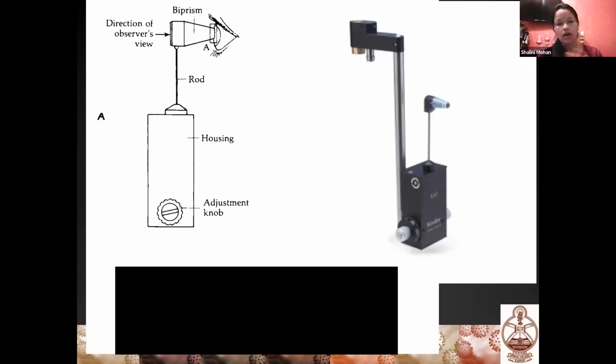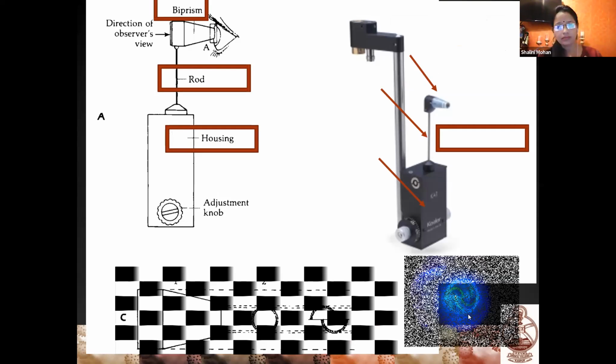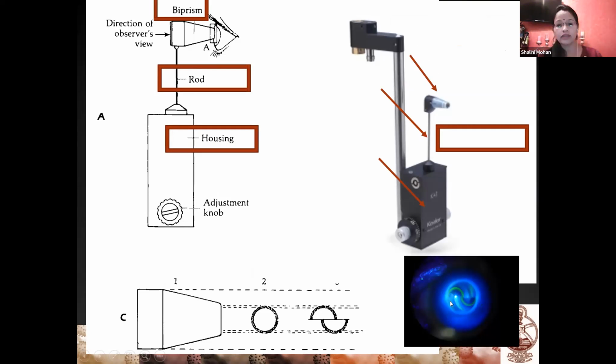What are the various parts? First one is the housing. Here the whole assembly is inside this housing, and then we have this feeler arm or the rod which is attached to this assembly, and at the top of this is the biprism. This biprism divides the circle into two semicircles, and when we stain the surface with fluorescein dye and see in cobalt blue light, we see this kind of picture from one eyepiece of the slit lamp. So it is a uniocular examination.